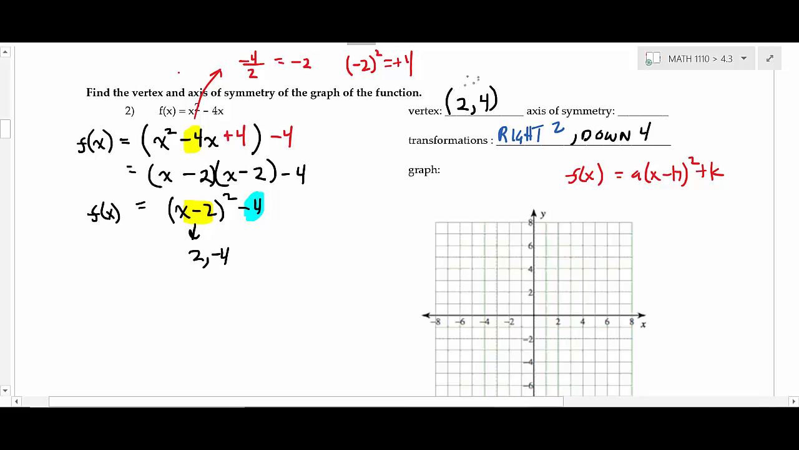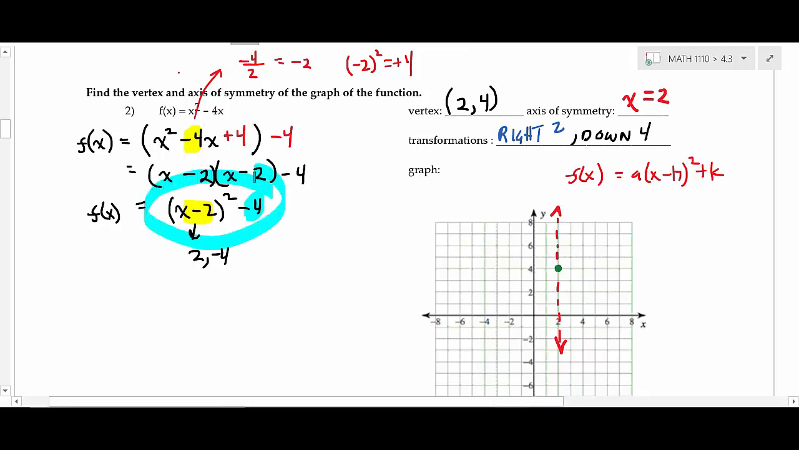So we want to go ahead and put in your vertex. You go over 2, up 4 like that. Your axis of symmetry is going to go straight through like that. The equation of that axis of symmetry is x equals 2. Because remember, if you have a vertical line, that equation is x equals whatever the x value is. So it goes like that.